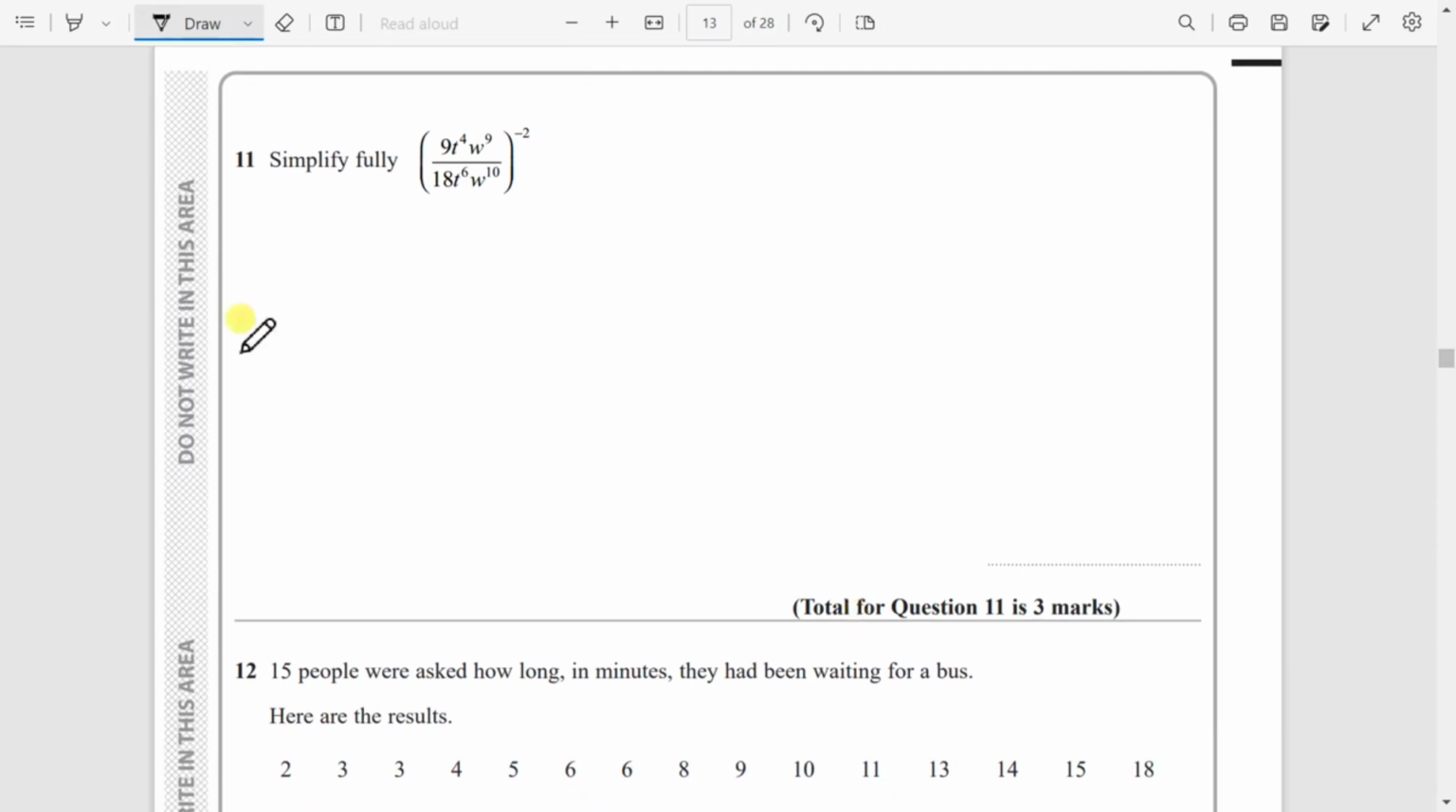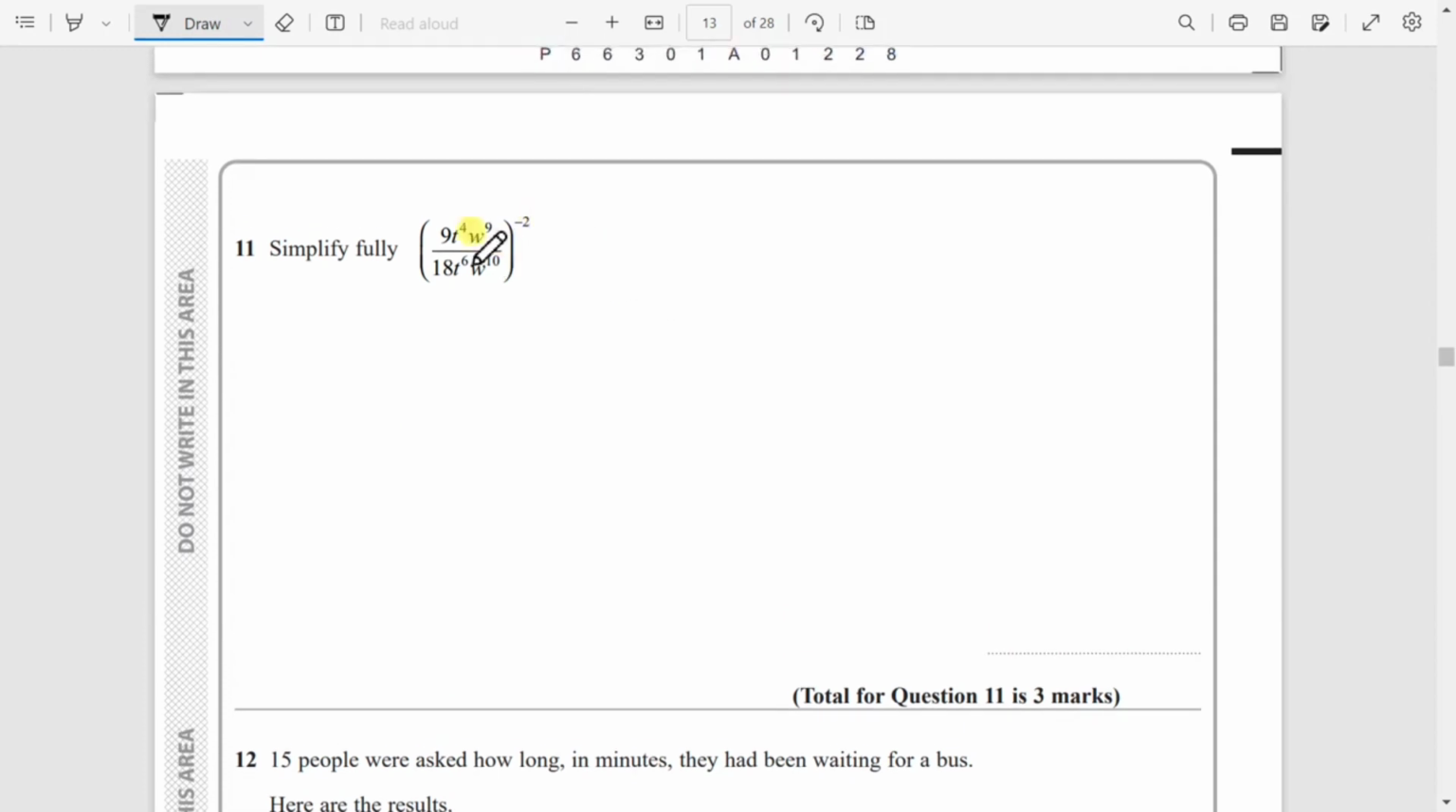Now, number 11. Simplify fully this entire fraction to the power of -2. Let's ignore the -2 and simplify the inside first. So what do we have? We have 9/18, which simplifies to 1/2. And you've got t to the power 4 over t to the power 6.